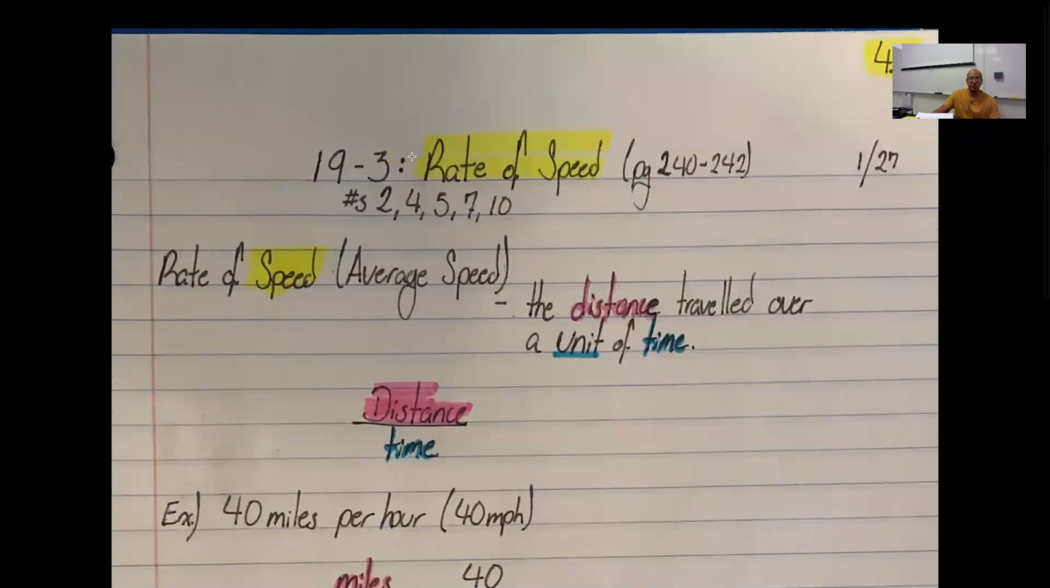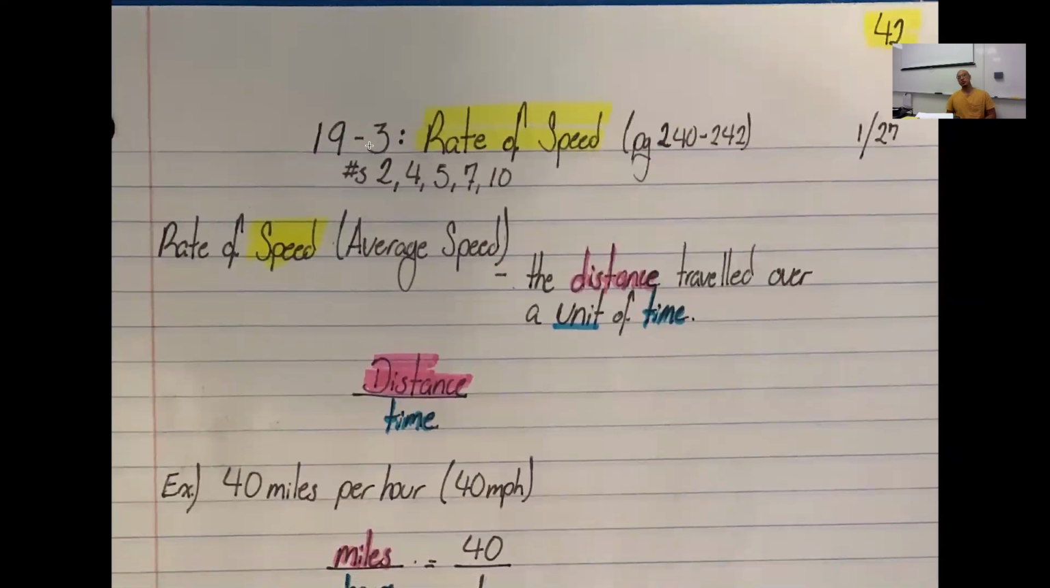Today's lesson is going to be 19-3, which is rate of speed. Again, I do recommend that you pause this video as you copy down the heading and the notes as well, and then continue so that you're able to follow along with me. By the way, we are not doing number 4 after all, and number 10 is just a bonus. Anyways, so yes, today we're talking about rate of speed, otherwise known as average speed.